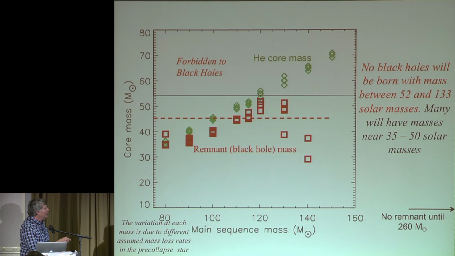solar masses, there is a maximum of 52 solar masses. And that's one take-home message for the gravitational radiation people. There is a hole in the hole distribution. From 52 to 133 solar masses, no black holes. Prediction, falsify it. Now, you might find a way around here. Do it.